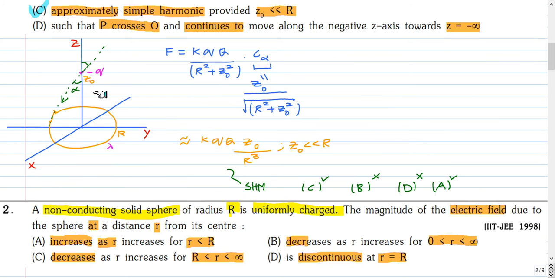This is the next question. A non-conducting solid sphere of radius R is uniformly charged. The magnitude of electric field due to the sphere at a distance r from its center is: option A, increases as r increases for r less than capital R. B, decreases as r increases from 0 to infinity. C, decreases as r increases from capital R to infinity. D, discontinuous at capital R. You can pause and attempt this question.